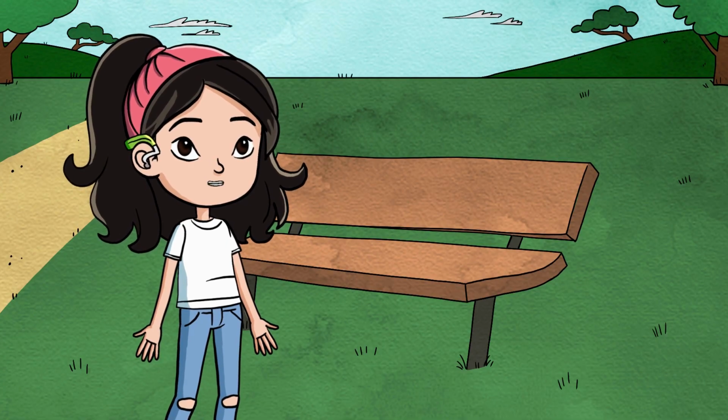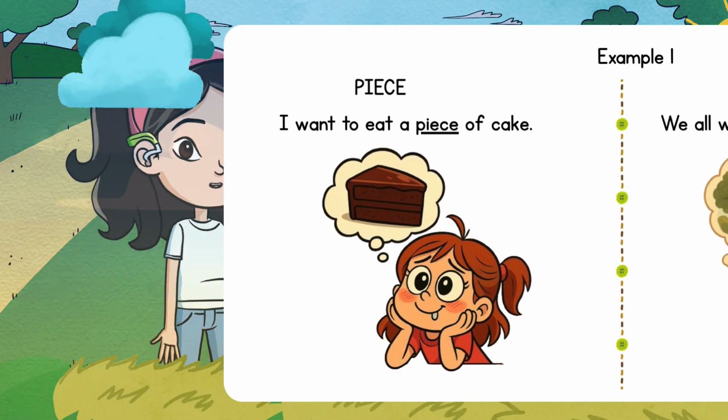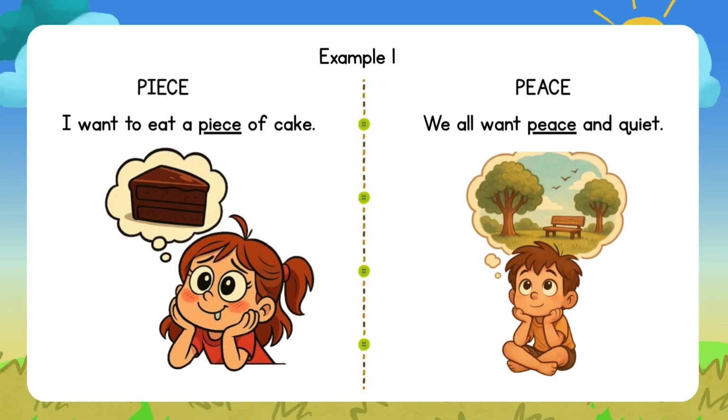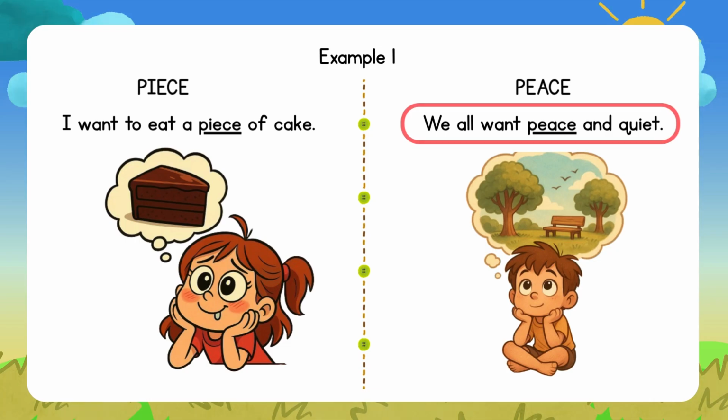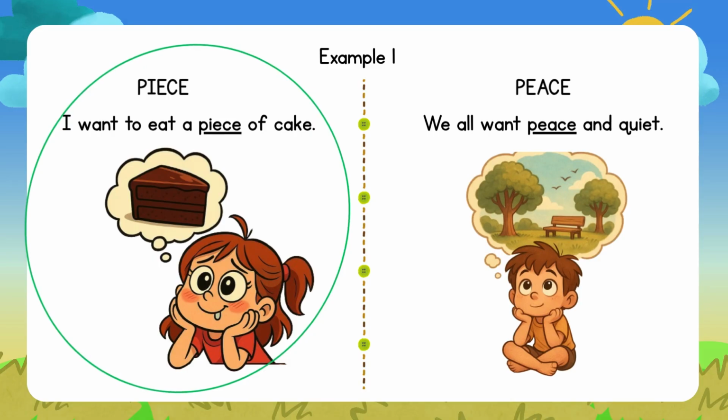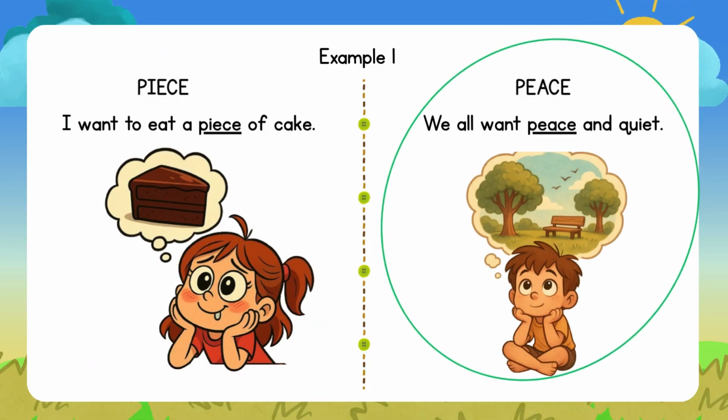Let's look at some homophones in real sentences. Example 1. I want to eat a piece of cake. We all want peace and quiet. Peace, peace.